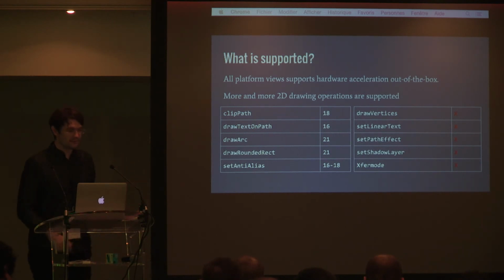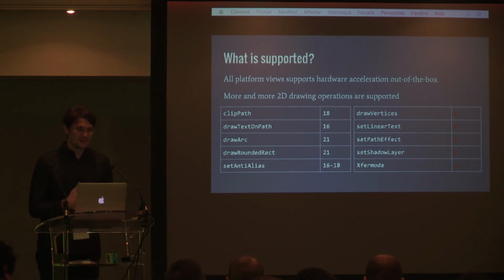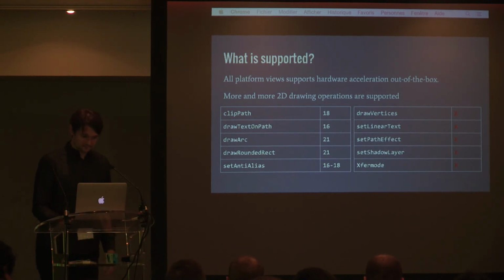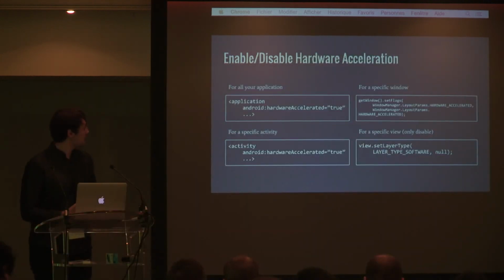Just for information, what happens if you call an unsupported operation on your canvas? Well, the operation doesn't work, so it will do nothing. For example, if you draw a rounded rect, the rounded rect will not be drawn. We will have a graphic artifact. So yeah, it can be useful to disable hardware acceleration if you are using some of those operations for your custom view.